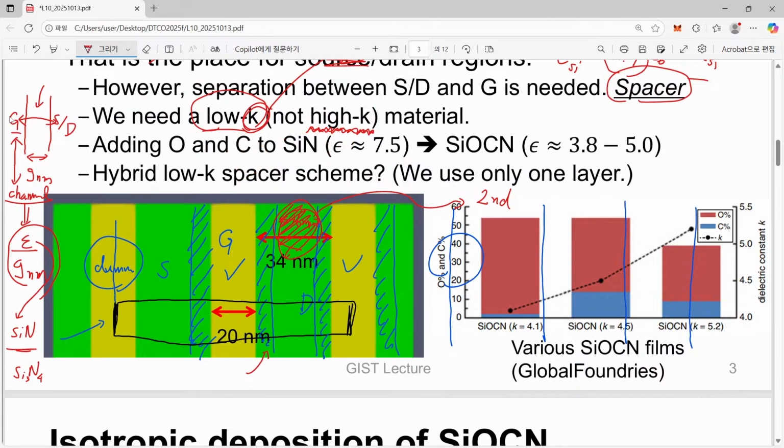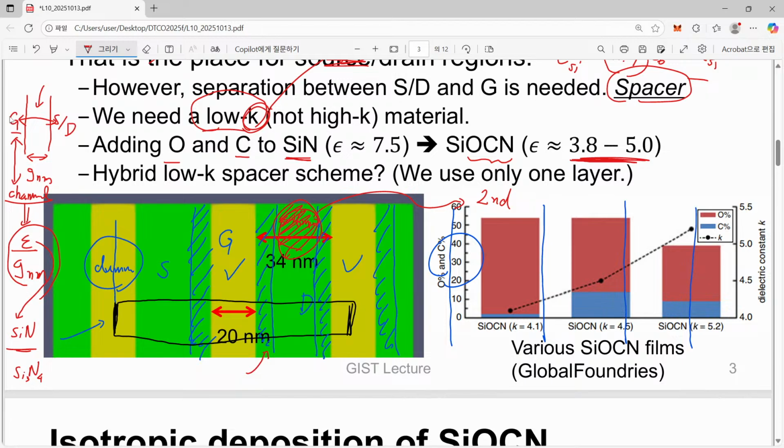So what we have done is, instead of completely migrating into silicon dioxide, in this composition we add a certain amount of oxygen and or carbon. Then now we have a silicon oxycarbon nitride. So what is the ratio? That really depends on the recipe, but it is known that its value is around 3.8 to 5.0.